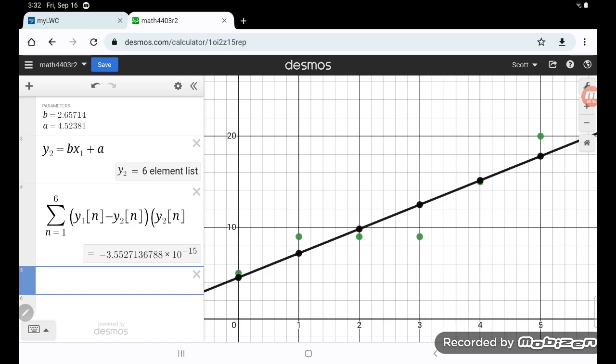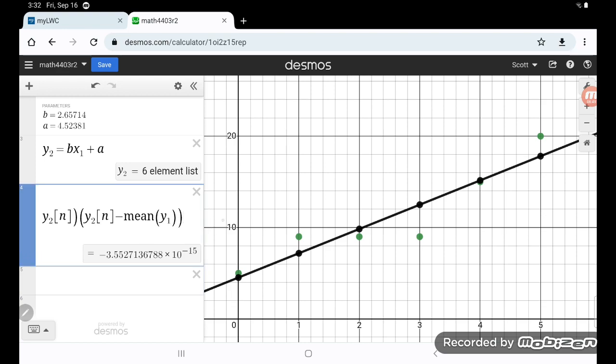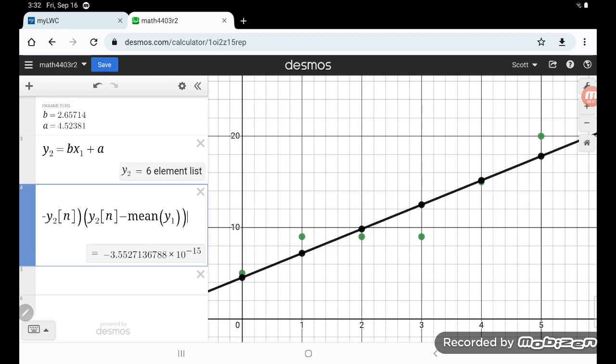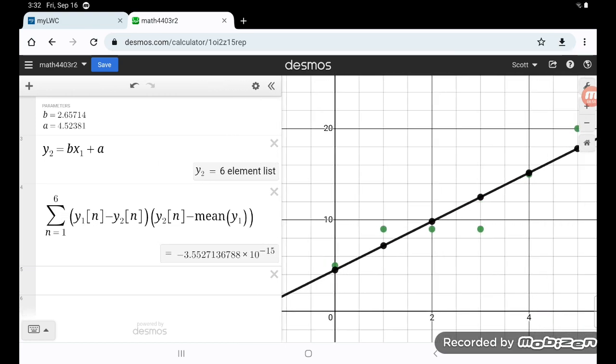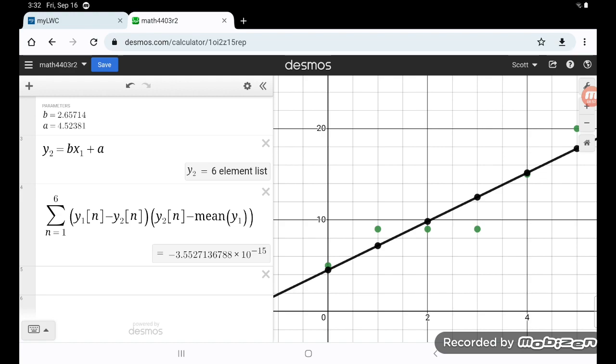So I took the y1i minus the y2. y2 is the predicted value. So I did that. Now let's see. There's all of it. So I took that formula we had.